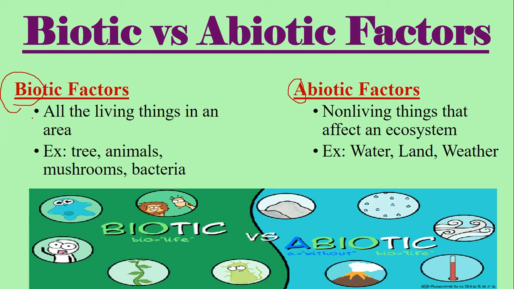Biotic factors are all the living things in an area. So trees, animals, mushrooms, bacteria. Anything that's living is a biotic factor. Anything non-living in the area that affects it is called an abiotic factor, because a is the prefix for not or none. Examples are water, land, weather, precipitation. Anything that's non-living will factor in.